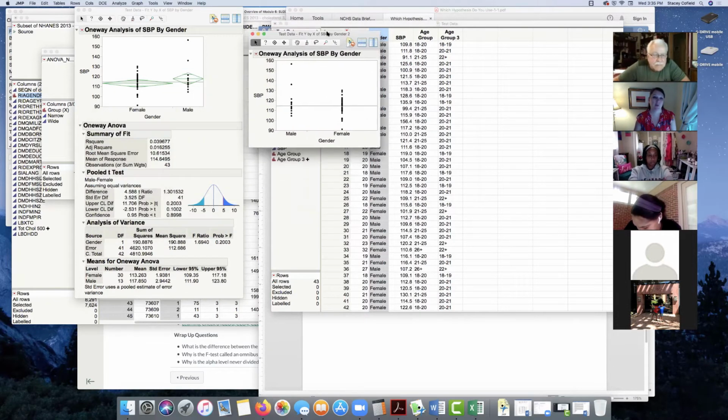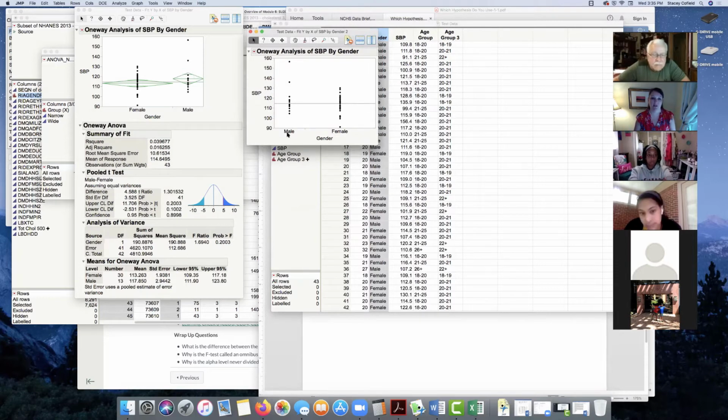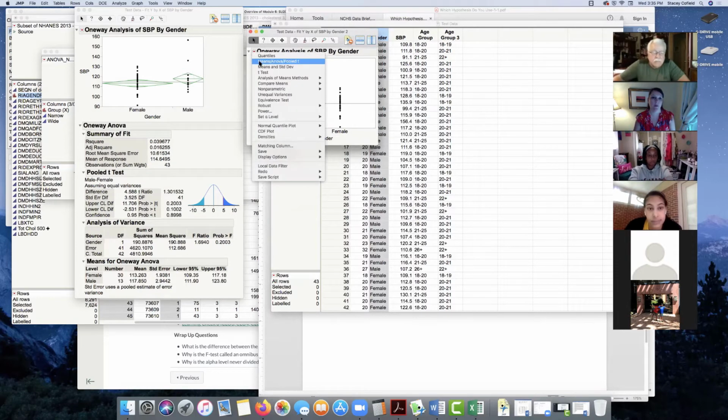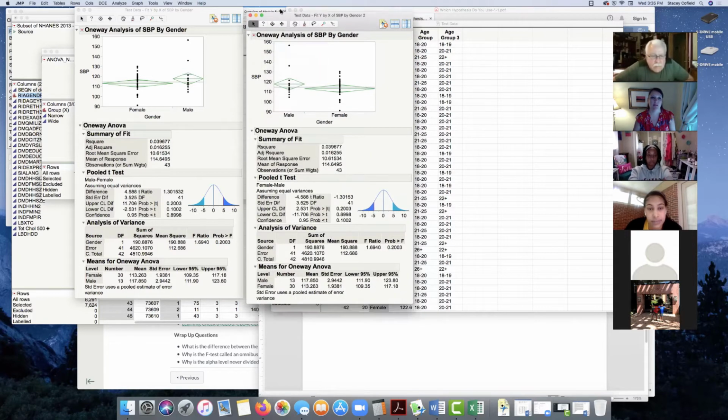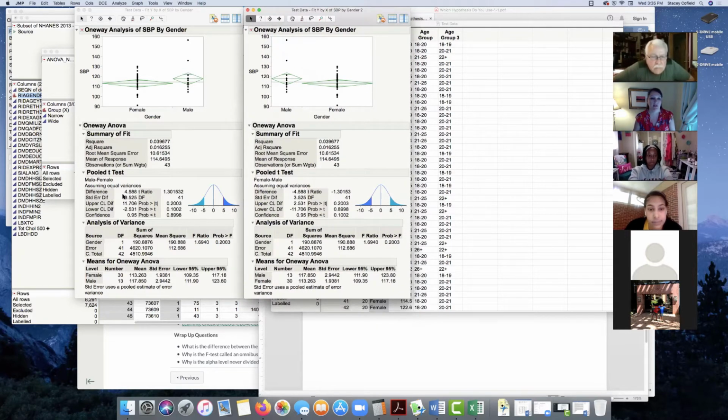So I've switched the order. You can see here just by the graph alone, female left, here is male left. I've switched the order. And if I ask for my pooled t-test, my difference here is 4.58. My difference here is minus 4.58. My t-ratio here is a positive 1.3. My t-ratio here is a minus 1.3. My two-sided p-value, guess what? Exactly the same. The only thing that's changed is the signs have flipped because I've changed the order of my subtraction.